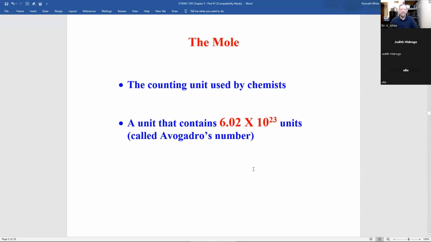All right, this is one of my favorite areas, and it's the mole. Now, what is a mole? In chemistry, no, a mole isn't that funny little animal that goes underground and digs holes. No, the mole is the counting unit used by chemists. This is one of the most powerful concepts in all of chemistry.